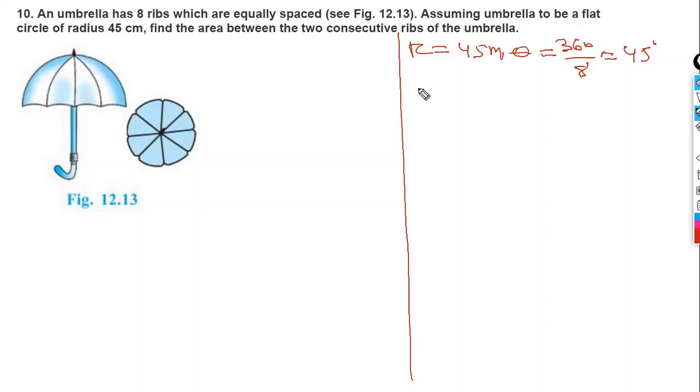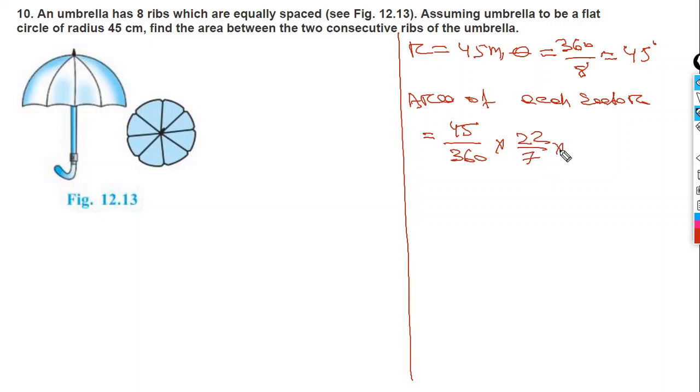Now we'll move to the area. So the area of each sector will be equal to theta by 360, that is 45 by 360, into pi r square. The value of pi is given, so let it be 22 by 7, into r square. R is 45 into 45. Then you can cancel it.